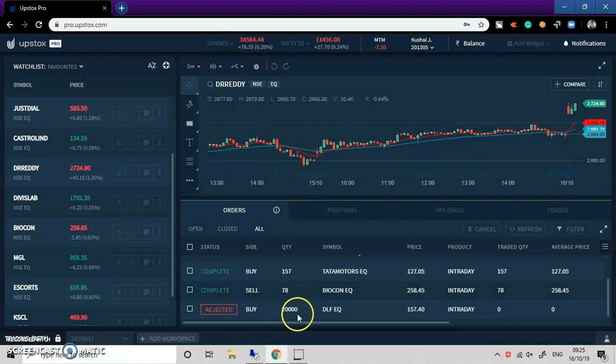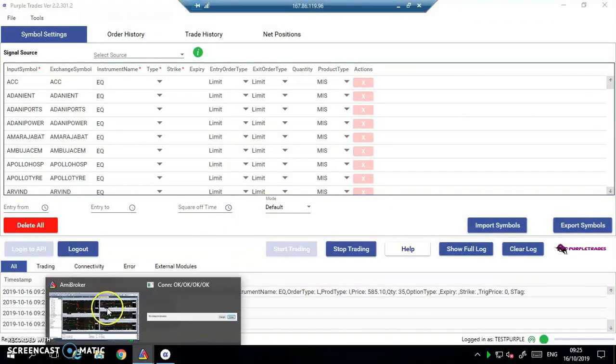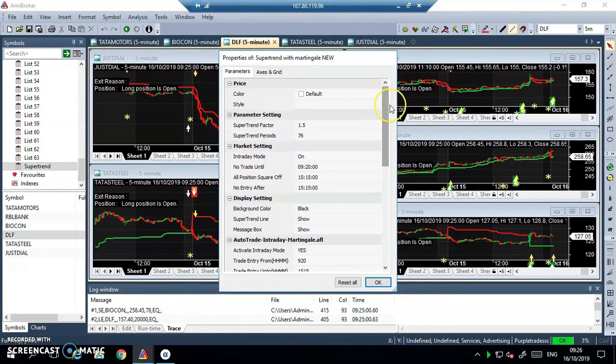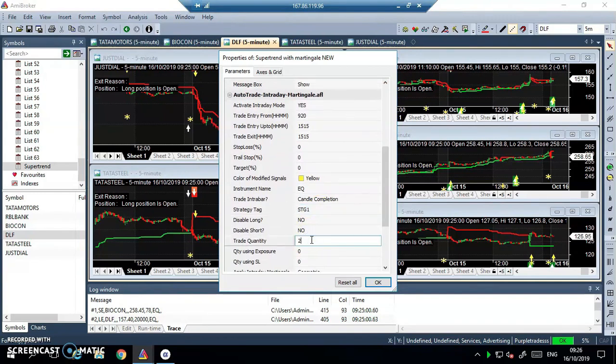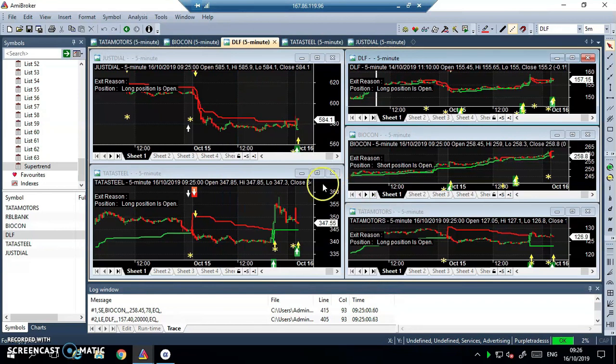So I'll go to DLF, go to parameters, and scroll down and check here. Trade quantity is 20,000. I have to make it 0, and I have to make quantity exposure as 20,000 rupees. Now whenever the next buy or sell signal comes in DLF, it will take shares worth 20,000 rupees.